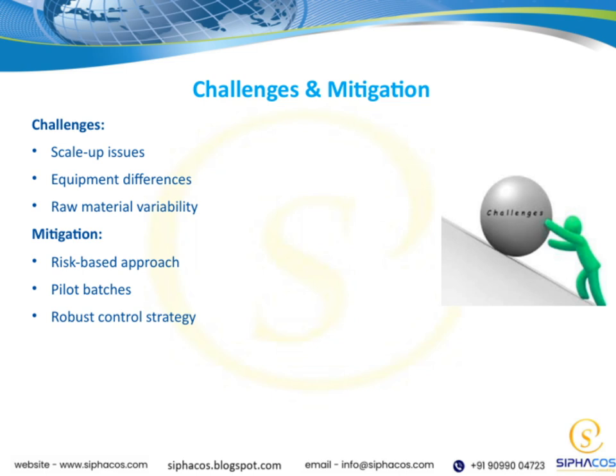Running pilot batches is another important step. These smaller-scale tests allow us to identify and address problems early on, reducing surprises later in full-scale production. Finally, establishing a robust control strategy is essential. This means having strong process controls and monitoring systems in place to ensure consistent quality throughout production, despite these challenges. All of these approaches help us stay aligned with our overall goal of delivering high-quality products reliably.